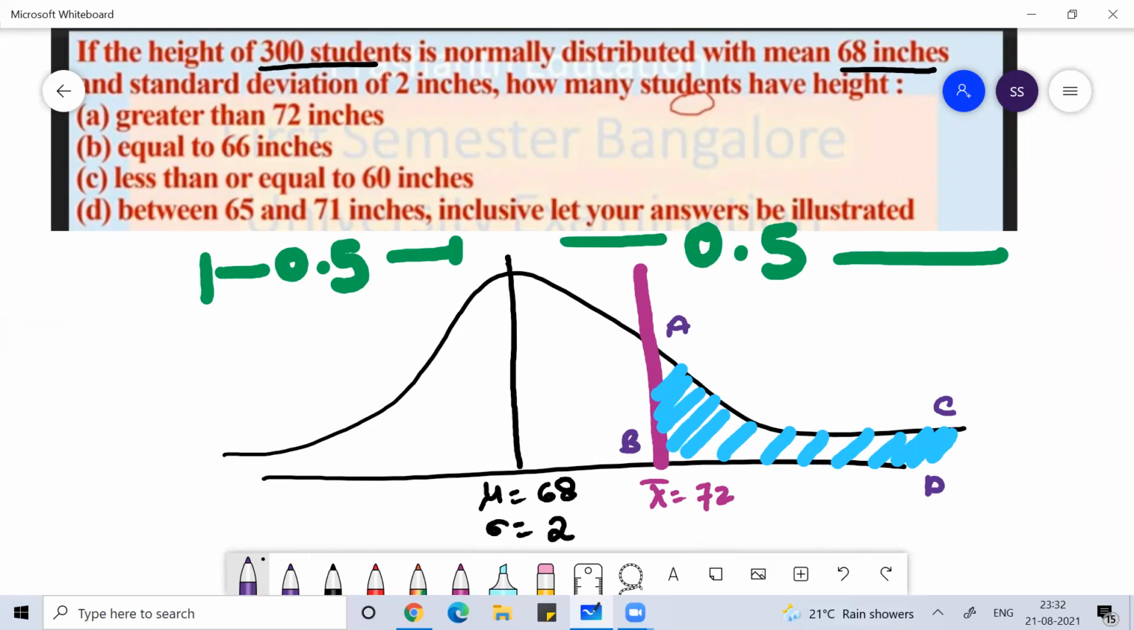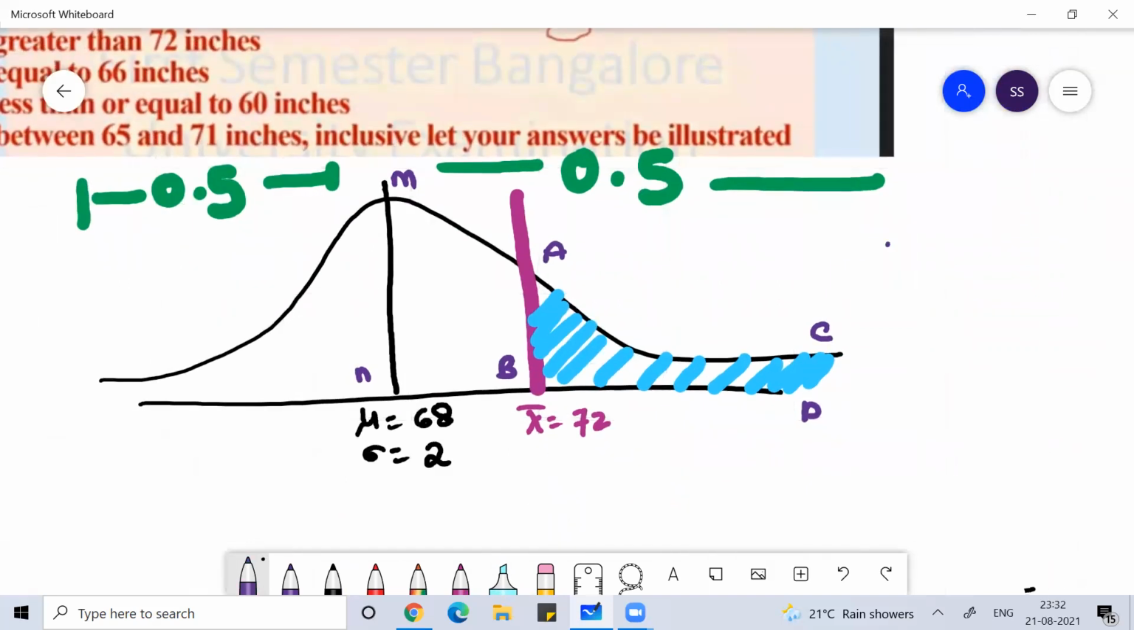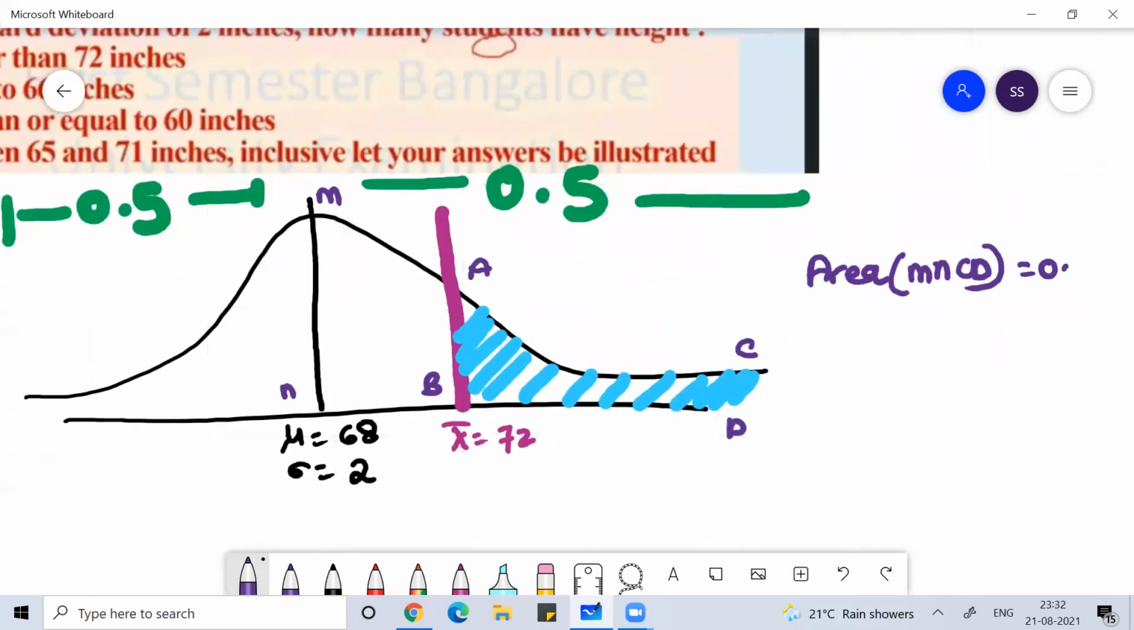Okay, and here is what I know. I know the area M N C D. That area M N C D is 0.5, right?